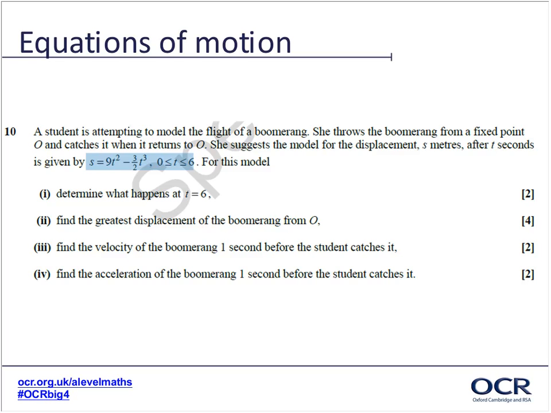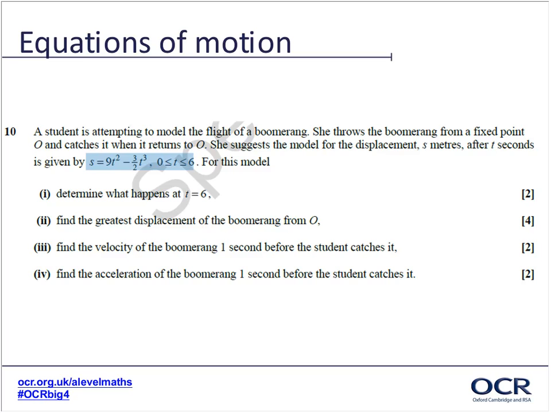So here we have an equation of motion which is highlighted. This is the displacement in terms of time. It's a nice cubic equation. So briefly speaking, what's going on here? Well, we can determine what happens at t equals 6 by putting t equals 6 into the equation, and off we go, we get the displacement. We can find the greatest displacement. Now the greatest displacement, if we think in terms of pure mathematics, this is an optimization question. What we're looking for is a maximum.